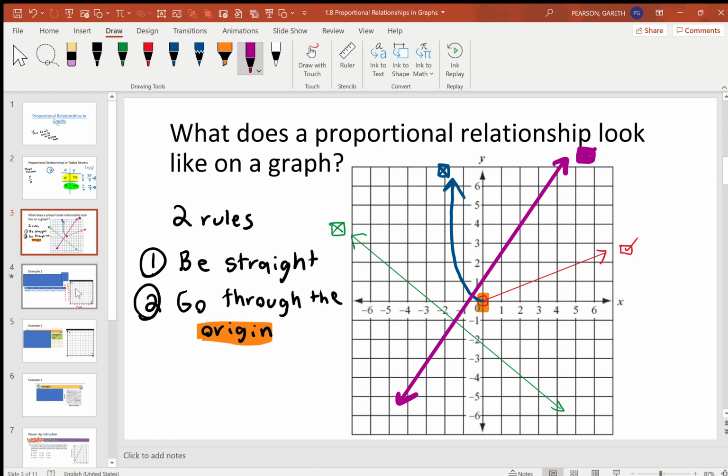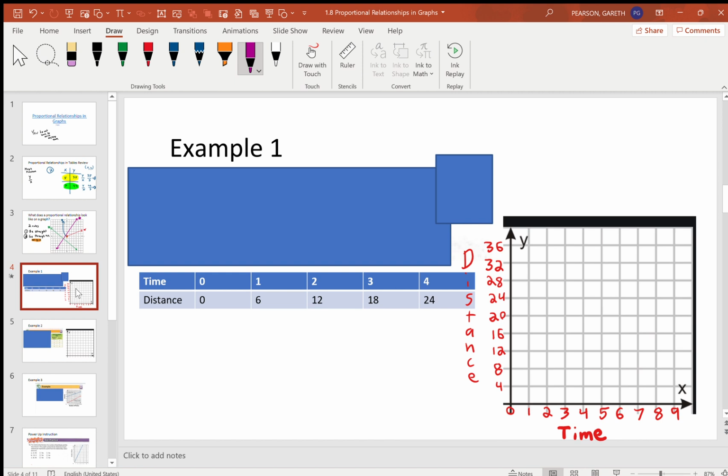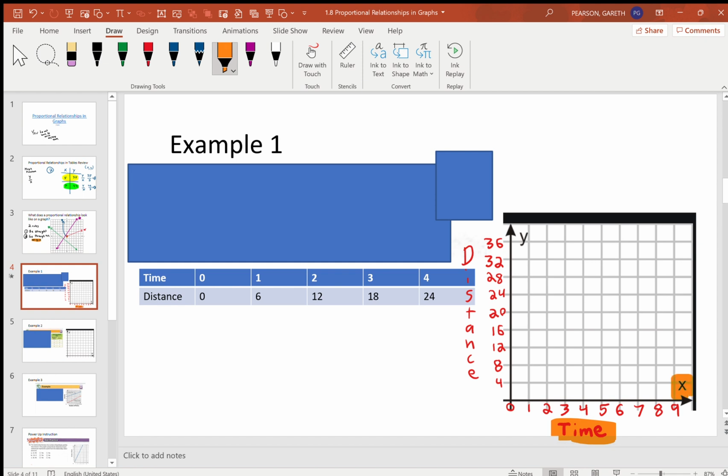And we can use this to solve anything. So here, for example 1, I've covered up the words. The words don't even matter. All I have to do is take a look at the table. On my table, my time is my x. And then my distance, let me use another color, my distance is going to be y. Notice I don't need the word problem. I can just look at the table and be like, oh yeah, distance is y, time is x.